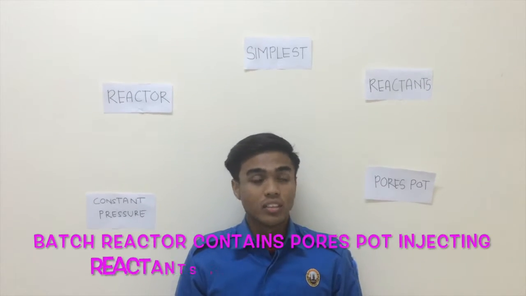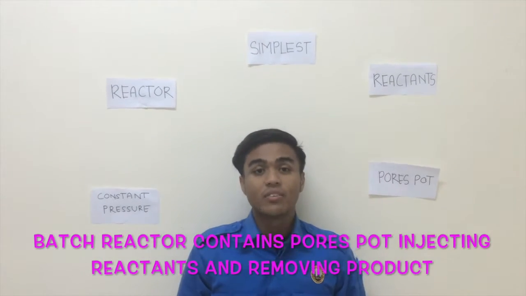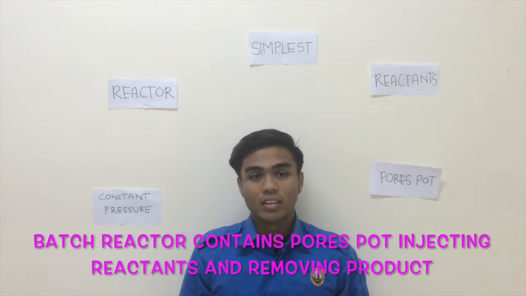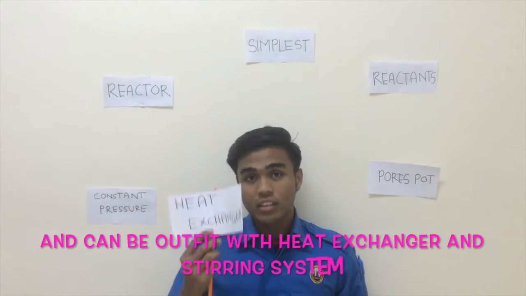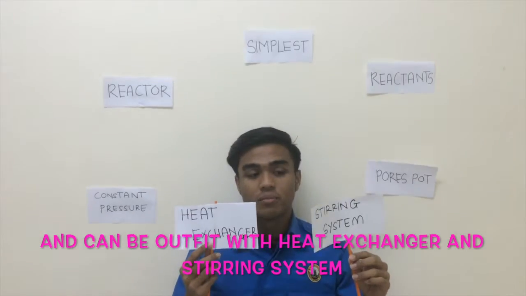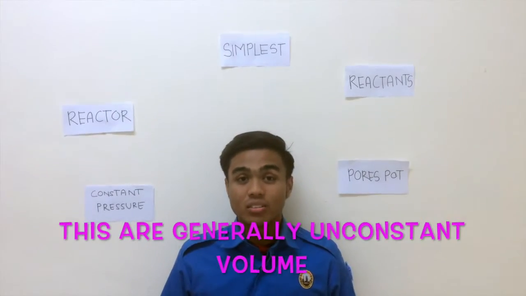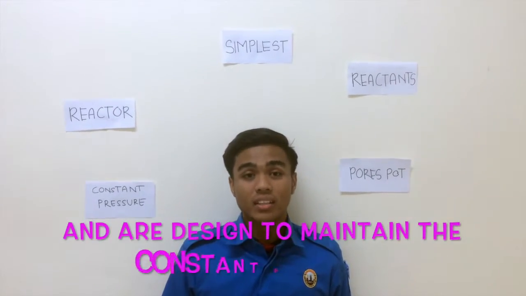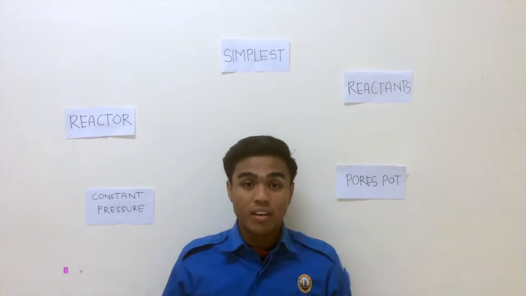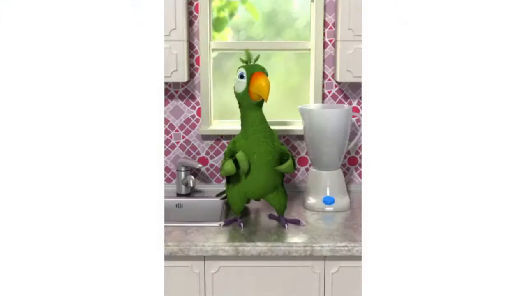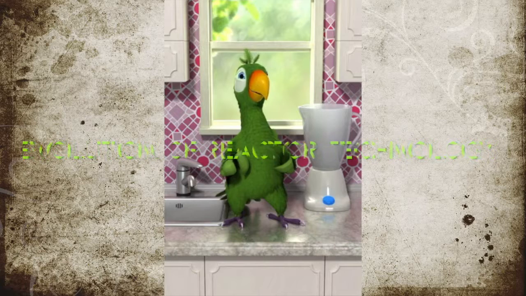A batch reactor contains a porous pot for injecting reactants and removing products, and can be outfitted with a heat exchanger and stirring system. These are generally unconstant volume and are designed to maintain constant pressure by varying the reactor volume. Evolution of reactor batch technology.